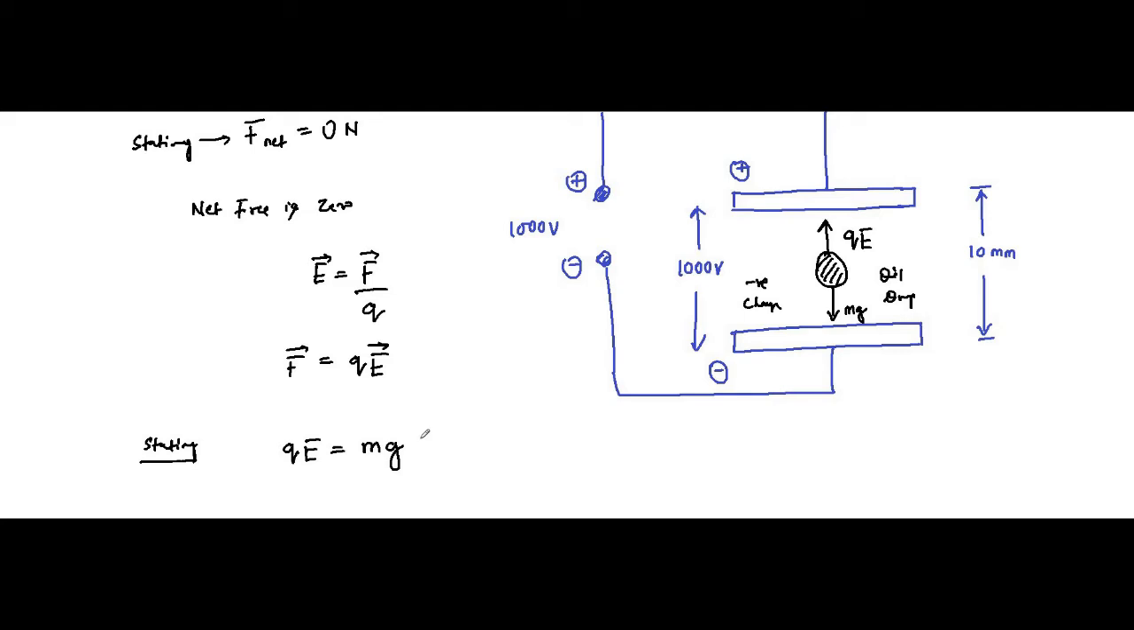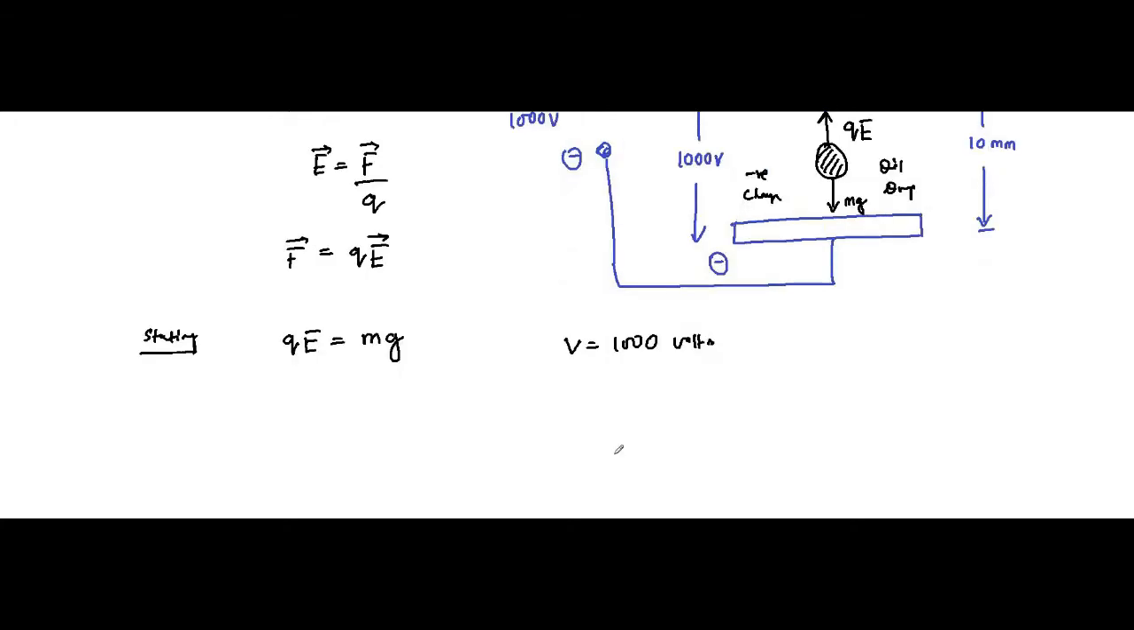Okay, they are equal in magnitude, opposite in direction. Now we have been given the value of electric potential, which is 1000 volt. We have to determine the value of electric field. Now electric field is basically V by the separation distance, the gap. Here L is equal to 10 millimeter, which is equal to 10 into 10 to the power minus 3 meters.